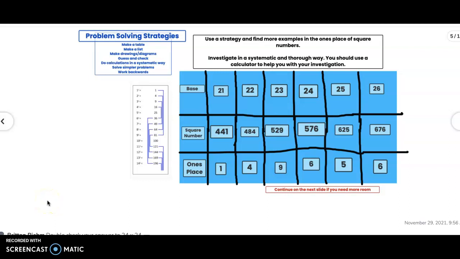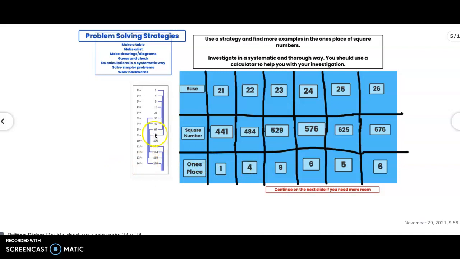Hello, this is a tutorial on understanding the feedback and rubric for the investigating square numbers criterion B task. And I'm going to use a good example of good student work to walk through the rubric.